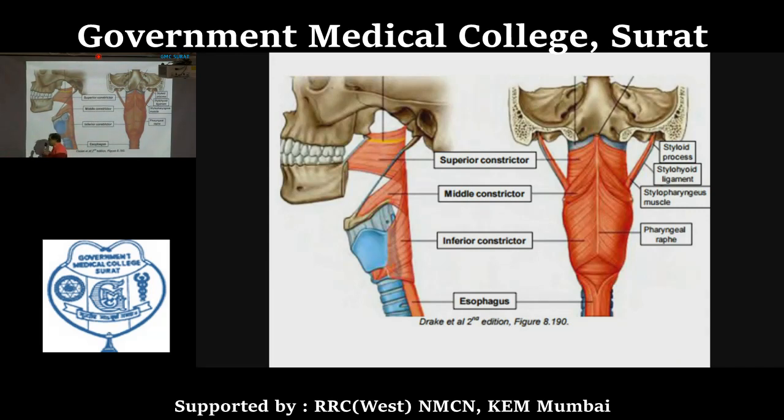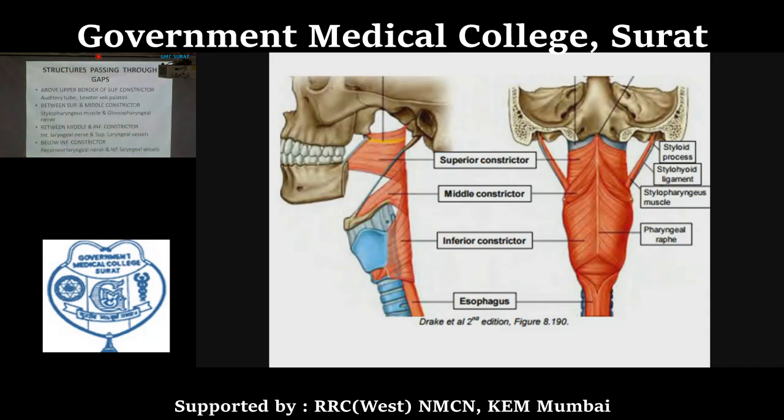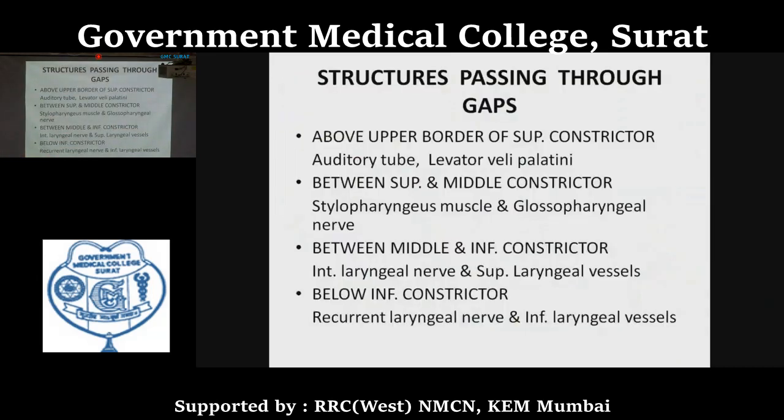So this is about the pharyngeal constrictors, origin as well as insertion. Insertion is common for all the pharyngeal constrictors, that is the posterior median raphe. Origin differs. Now at this moment, I would like to tell you an important point, that is the structures passing through the gaps between the constrictors. Let me show you which are the gaps I am talking about.